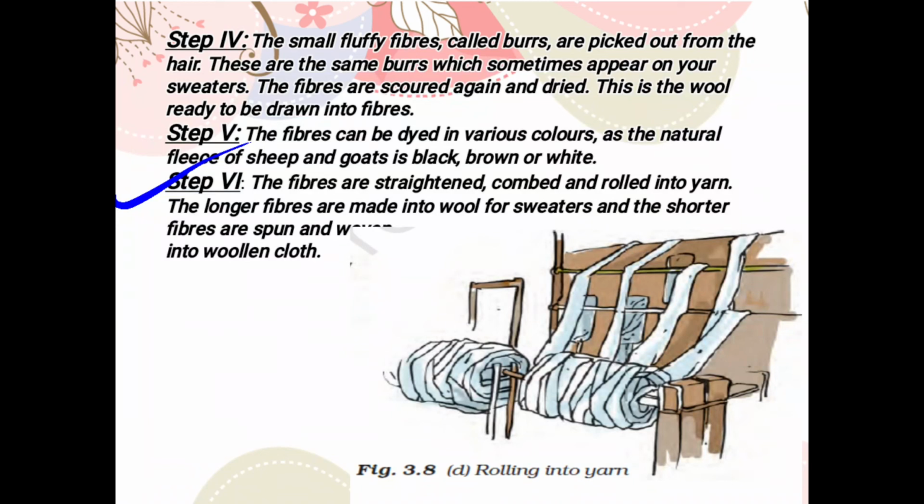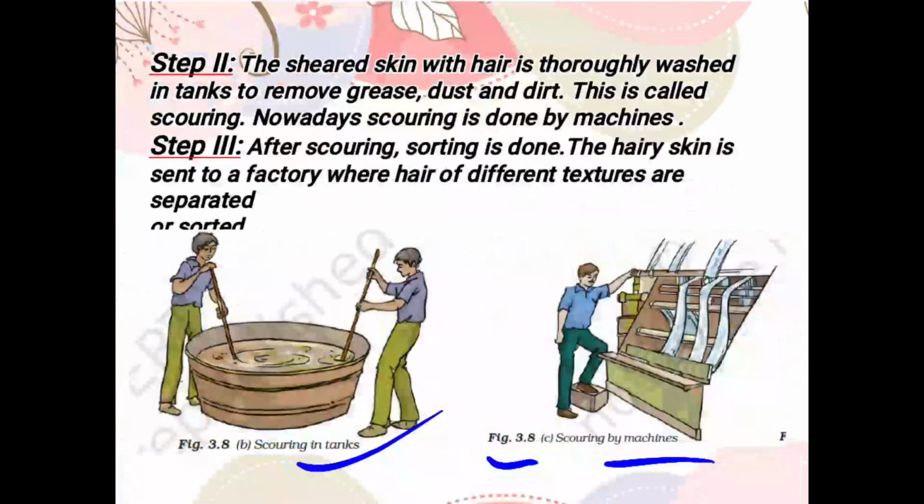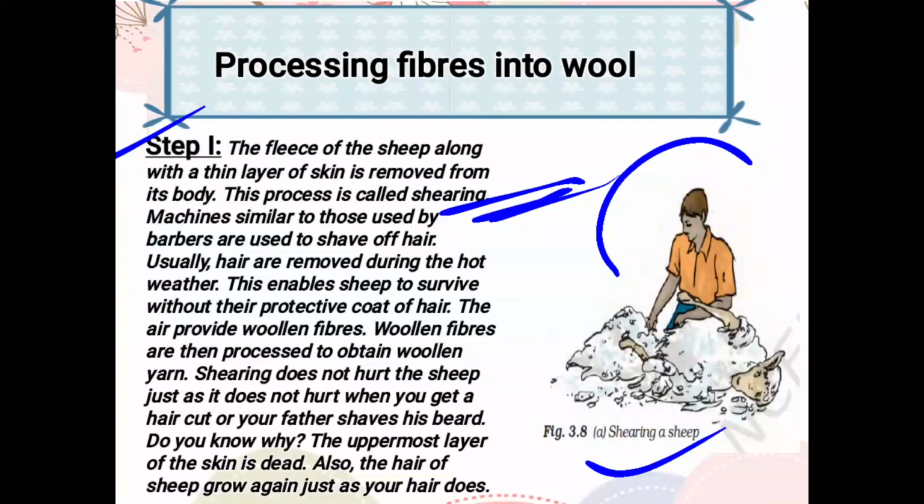Now this wool is ready for making the different kinds of clothes. So these are the 6 steps. By following these steps, we are able to make the wool from the sheep's hair. The first step is what?